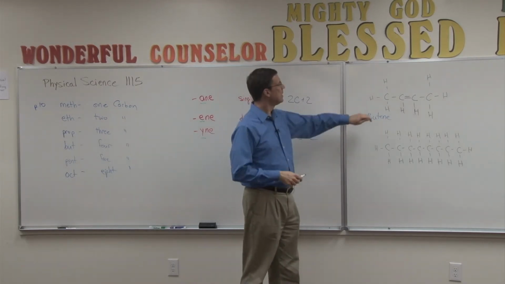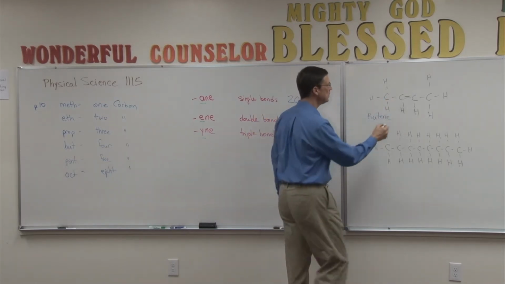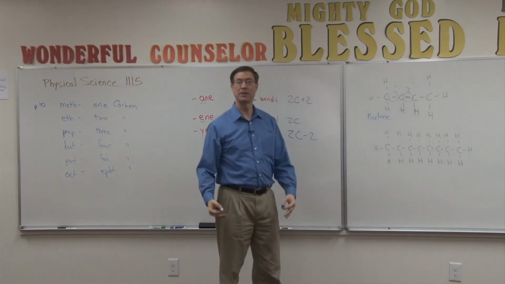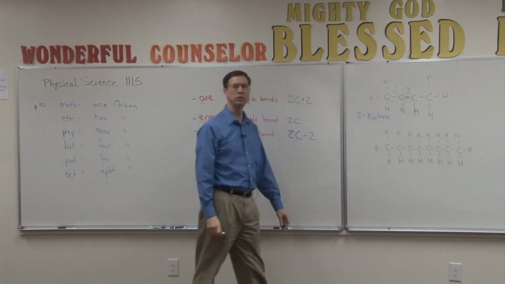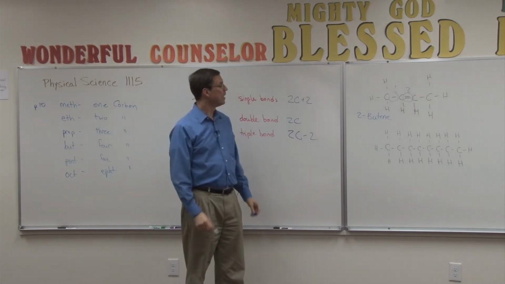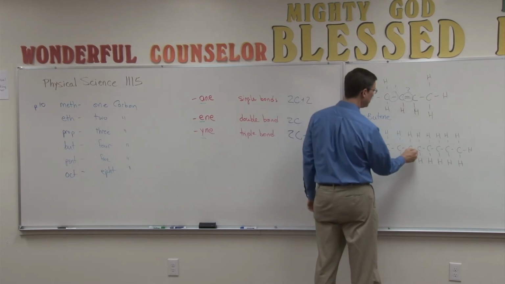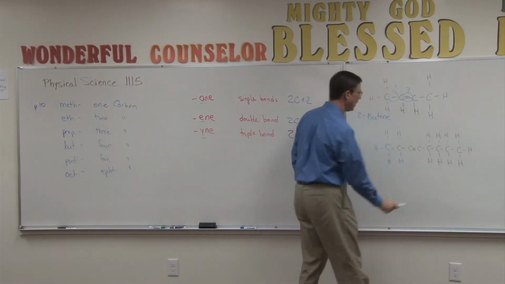Ready? If the double bond is in the second position, here's the first, here's the second. If it's in the second position, then we call it 2-butene. Let's create one down here where we move it in a little bit further. Let's put it right here. And I'm going to do a triple bond and get rid of these 2 hydrogens.